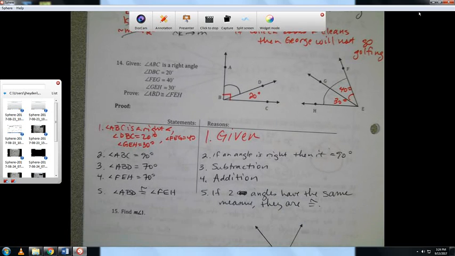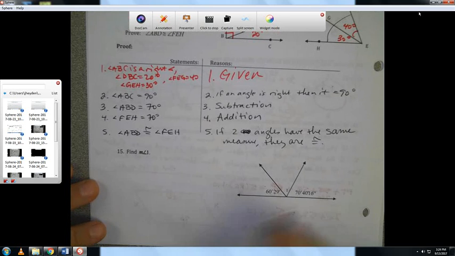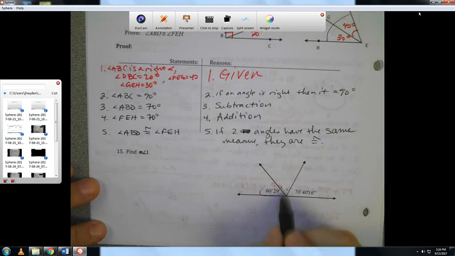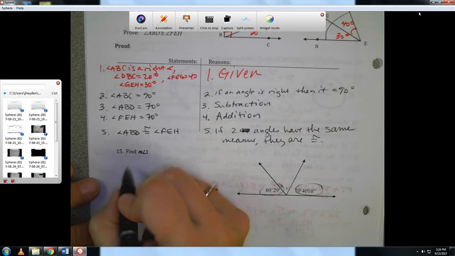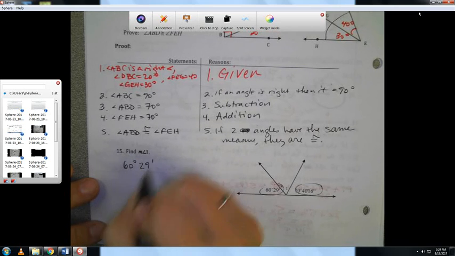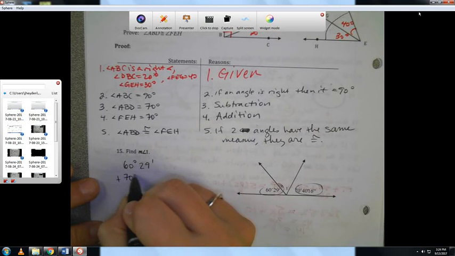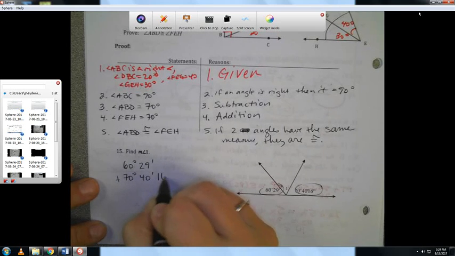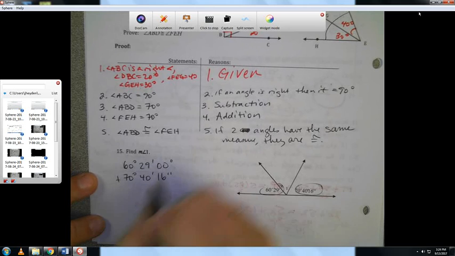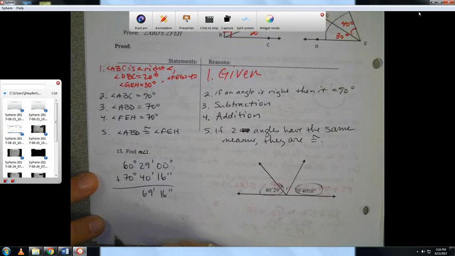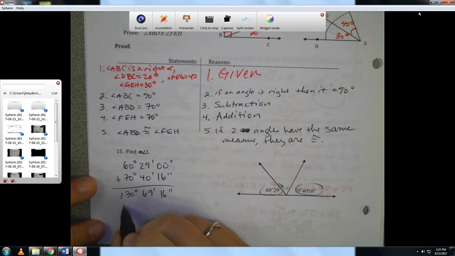Find the measure of angle 1. Well, all three of these have to add up to 180. So I'm going to add these two together and then subtract from 180. So 60 degrees and 29 minutes plus 70 degrees, 40 minutes, and 16 seconds. I'm going to add 2 zeros here. Equals 16 seconds, 69 minutes, and 130 degrees. And just because this makes me uncomfortable, I'm going to call this 131, 9, and 16. So I took off those 60 minutes and turned it into a degree.